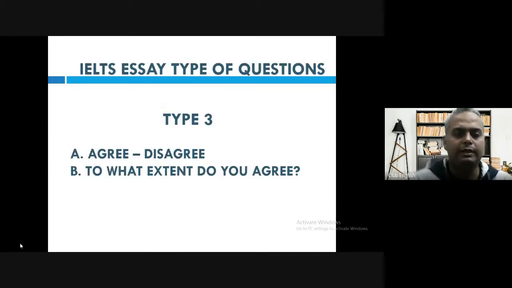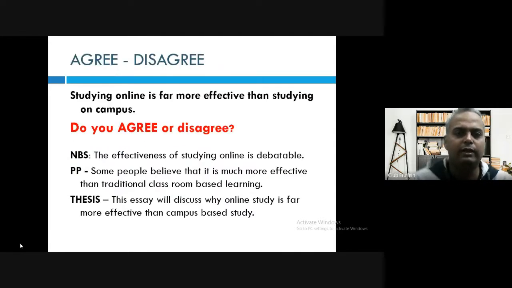Now, type three, agree disagree, and there are two parts: A, agree disagree, and B, to what extent do you agree. It's an interesting one. In agree disagree, the question says studying online is far more effective than studying on campus. Do you agree or disagree? Now you can see the same things are there.